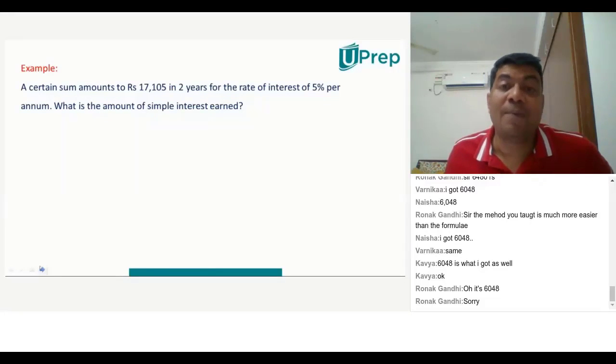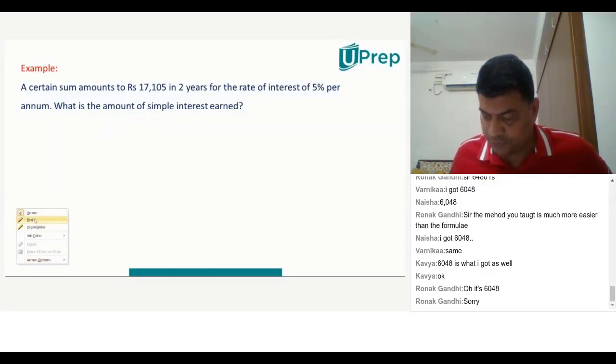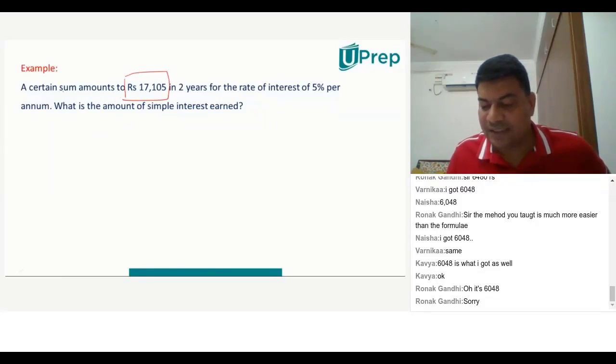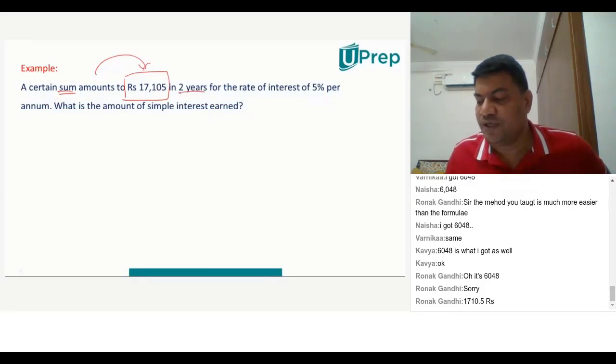A certain sum amounts to 17,105. It is not sum, it is amounts to. So amount is given to you here. That's the catch. A certain sum amounts to 17,105 in 2 years for the rate of interest of 5%. What is the amount of simple interest earned?